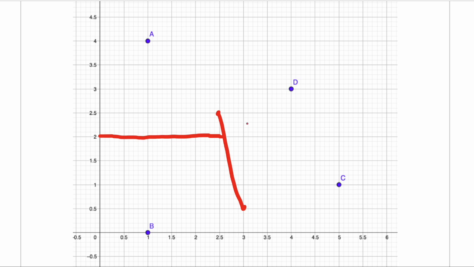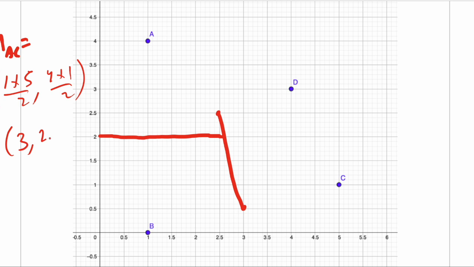And between A and C, well, we can work out the midpoint of AC. Maybe we can do that on the side. The midpoint of AC is, well, A is 1. The x value at C is 5, divided by 2. The y values are 4 and 1, divided by 2. So it looks like it's going to be 3 comma 2.5. 3 comma 2.5 is right there.